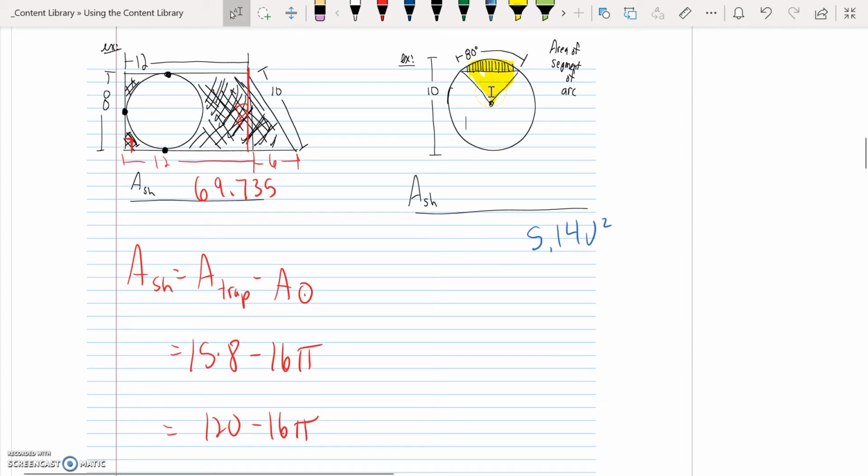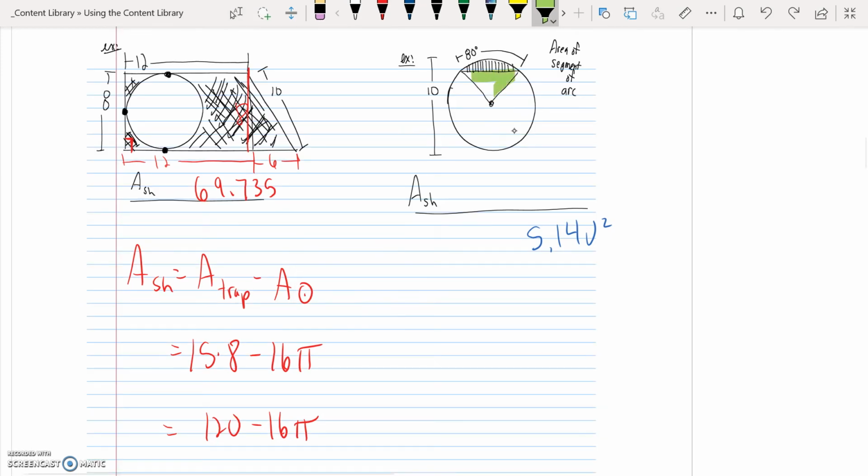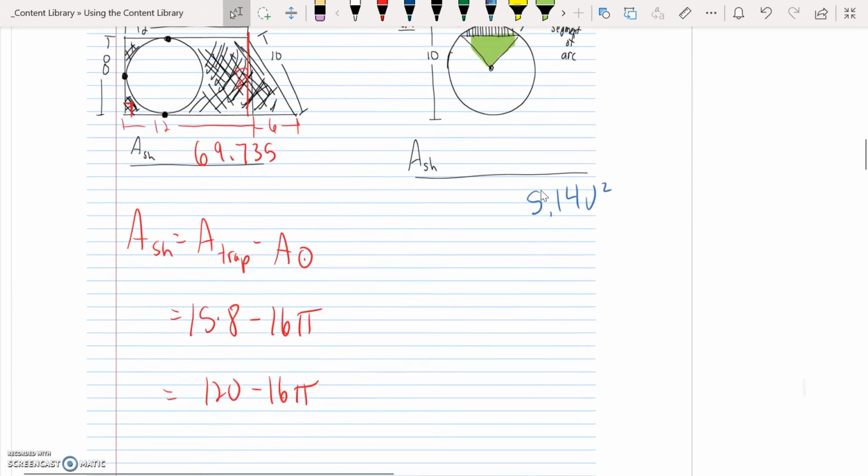We would do 80 over 360 times pi times 5 squared, because 5 would be the radius, that'd be the whole thing. But then we'd have to subtract away this green part, because this isn't included in that little segment of the sector that we have over there. So to find the area of this green one, we would subtract away 1/2 times 5 times 5 times the sine of 80 degrees. When you subtract the whole sector minus this triangle, we get about 5.14 units squared.